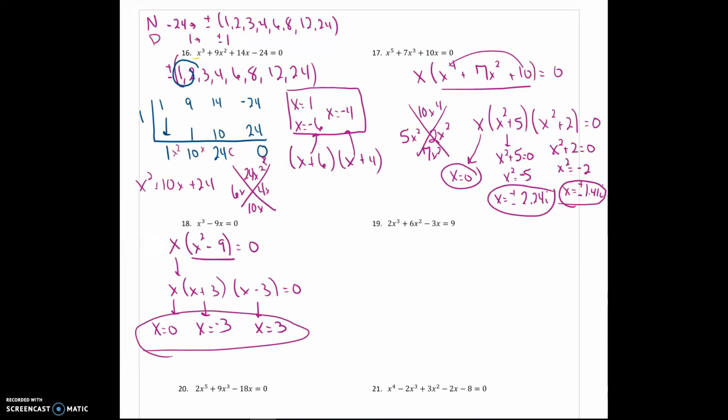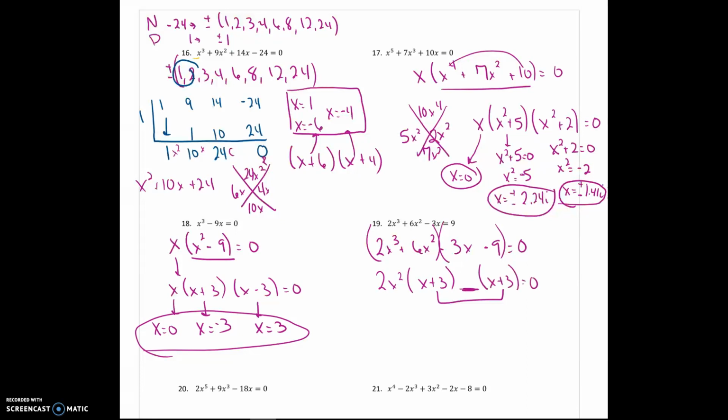All right, 19. This one's a little different because it's not in standard form, so I'm going to move that 9 over real quick by subtracting it and looking for a GCF as I'm writing this, and I don't notice one. So with 4 terms, I'm going to group them. And the first set, I can take out a 2x squared, and I'm left with x plus 3. So I should have a matching set, and we'll see if that works.